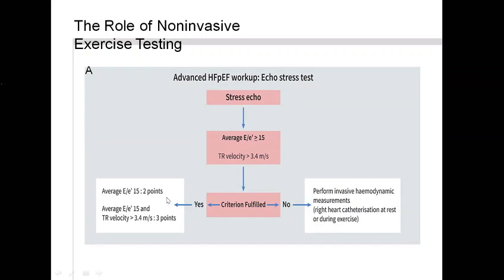If the person does not have it but has symptoms of dyspnea, then you need to make them exercise, either do a bicycle ergometry or some other exercise, and measure echocardiographically, or better still by invasive monitoring. So these are the invasive monitorings.